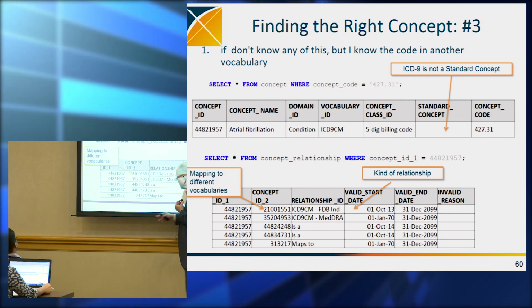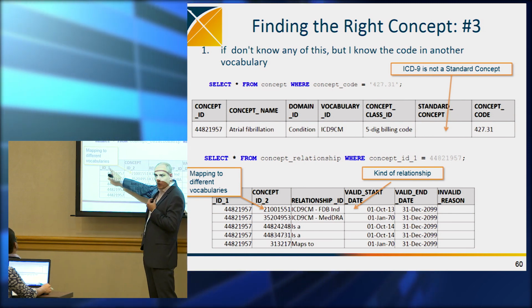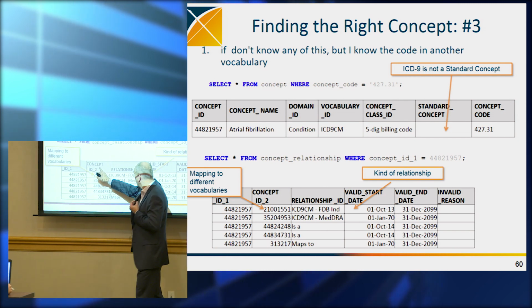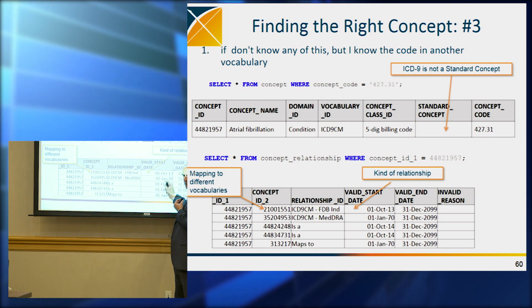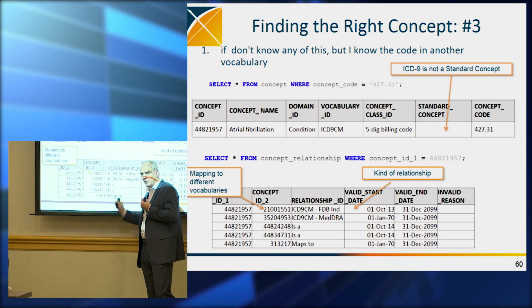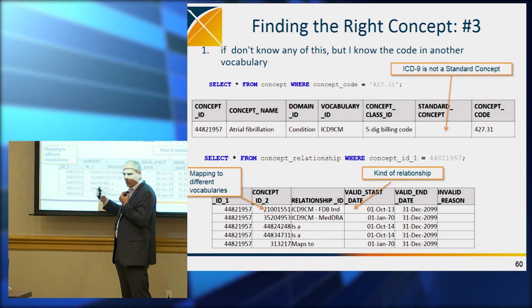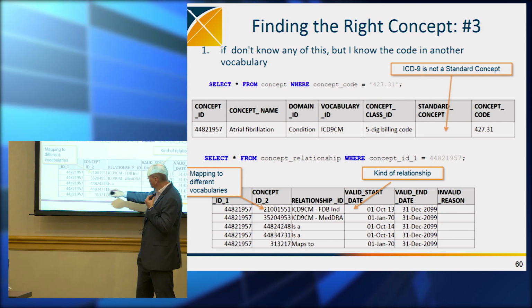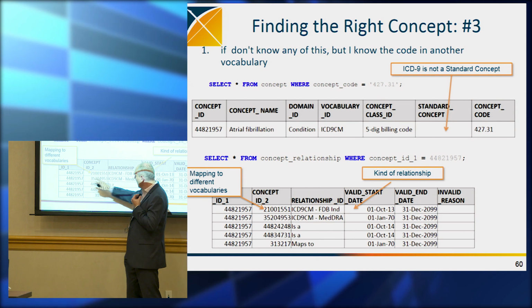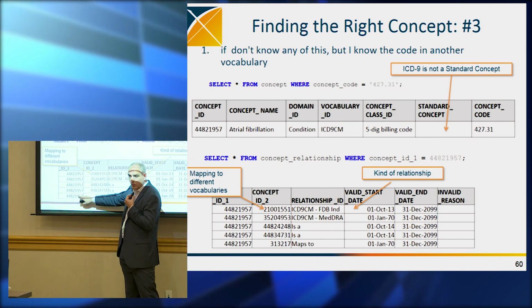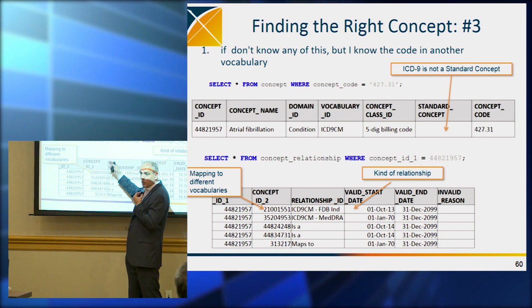And the concept relationship table is very simple. Concept 1, concept 2, how are they related? And then you have the validity stuff, whether it's valid or not. Don't worry about it now. Right now we're only talking about valid ones at this point. Concept 1 is related to concept 2 this way. And since we set the concept 1, it gives us all the relationships this concept has.